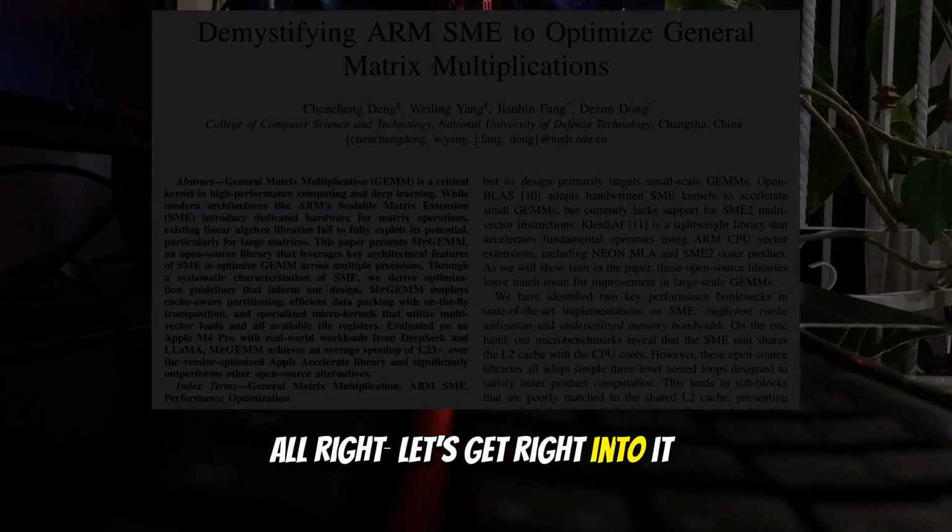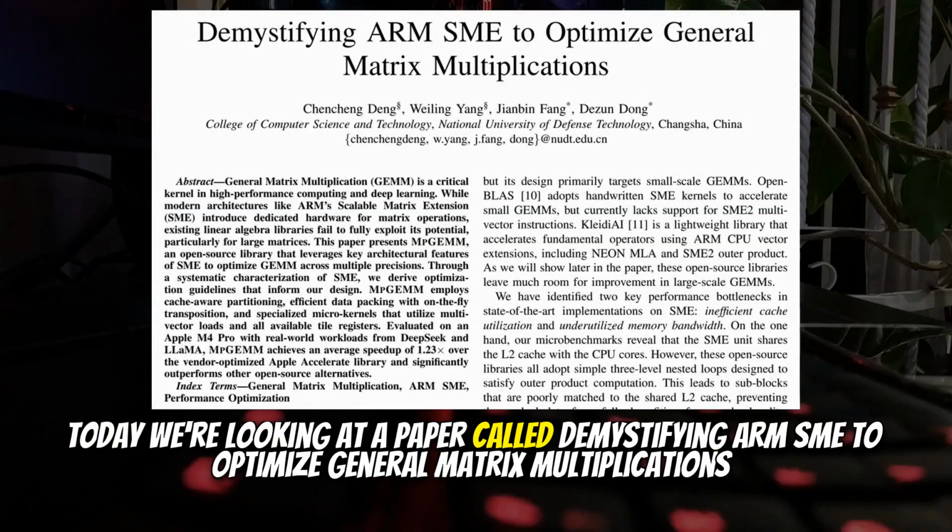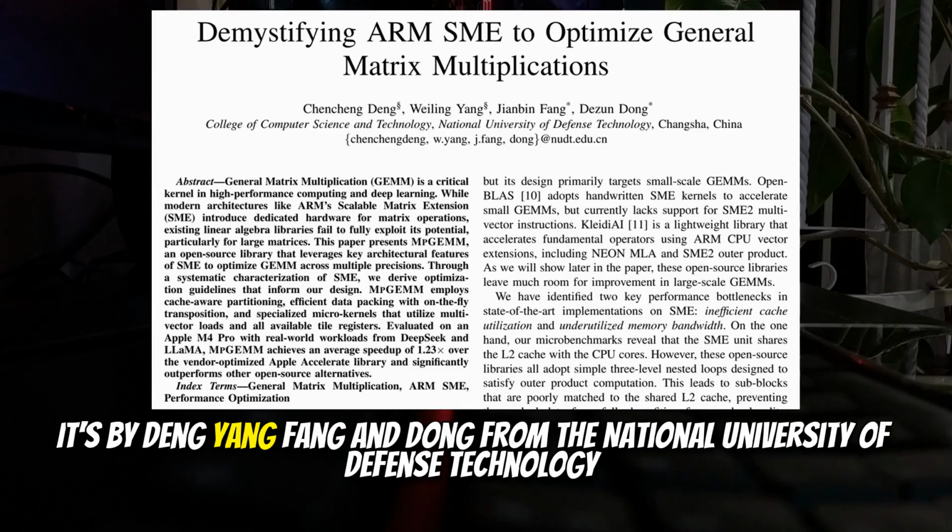All right, let's get right into it. Today we're looking at a paper called Demystifying ARM SME to Optimize General Matrix Multiplications. It's by Deng, Yang, Fang, and Dong from the National University of Defense Technology.